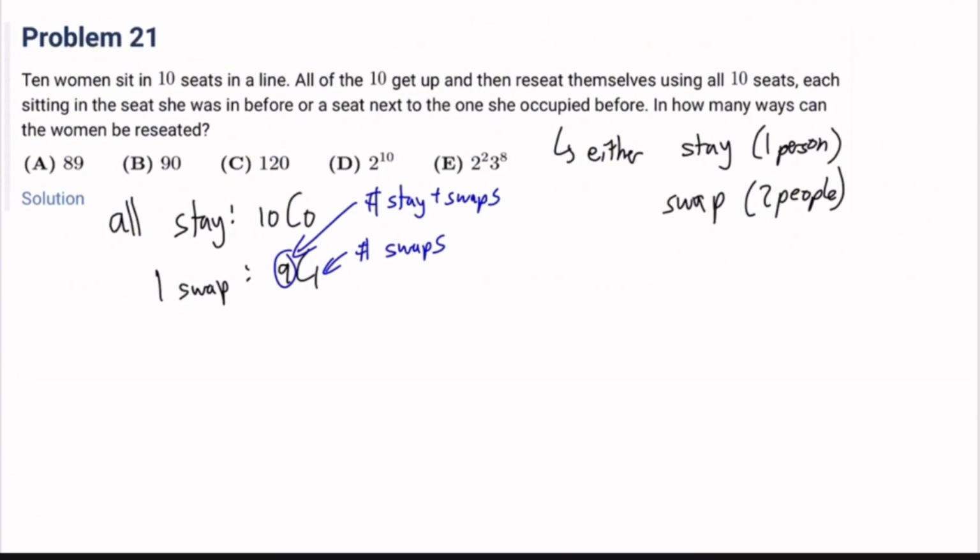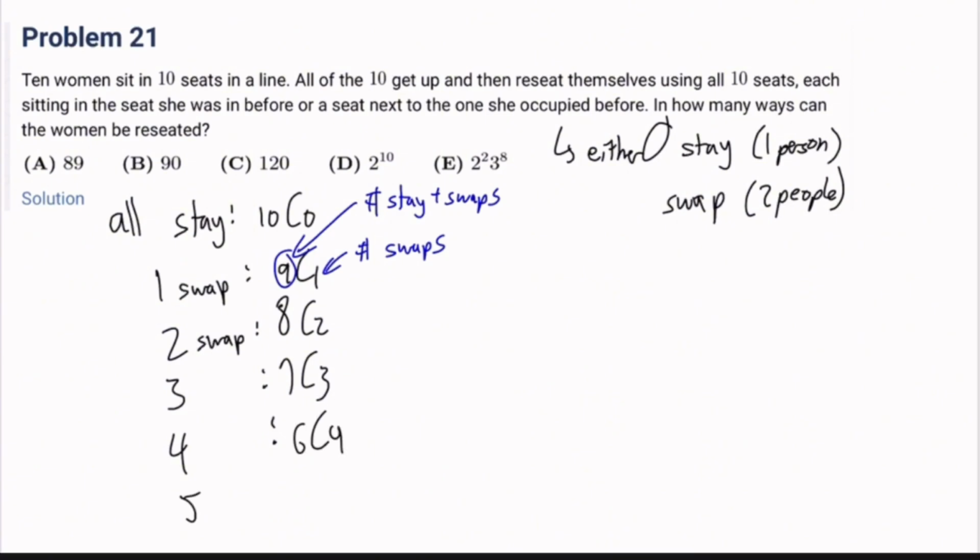And then next, same pattern. If we have 2 swaps, we have 8 total, so 8 choose 2, because we have 2 swaps, which means we have 6 stay. If we have 3 swaps, by the same pattern, that gives us 7 choose 3. If we have 4 swaps, that will give us 6 choose 4, right? And if we have 5 swaps, that will be just 5 choose 5. We can't do any more because there are 10 people in total, so the maximum number of swaps is 5. And so this is just equal to 1.